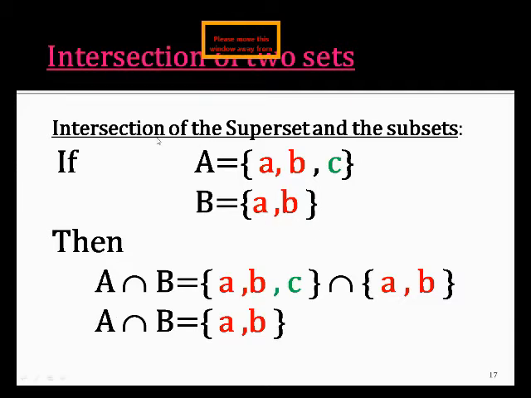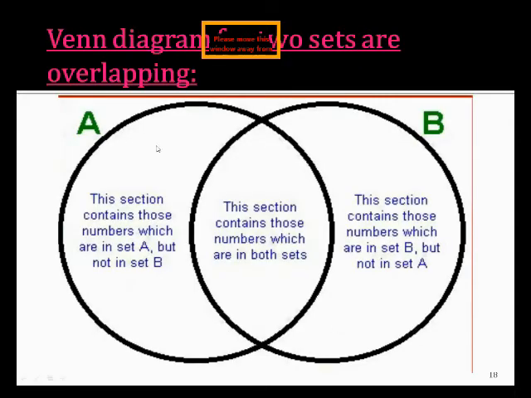So here we find the intersection between the superset and the subset. We write A intersection B equals A, B, C intersected with A, B. So A intersection B equals A, B. Because in the intersection we write the common elements in both sets, and the common elements in both sets are A and B, we write them only one time: A intersection B equals A and B. Okay. The next thing is the Venn diagram of two sets which are overlapping sets.